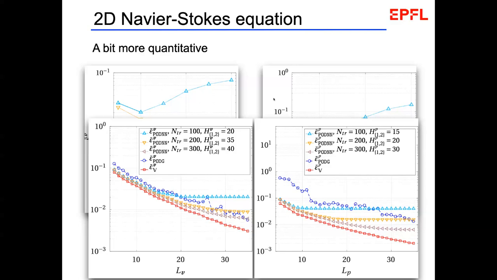Whereas the neural net works very well. It doesn't get quite as good as the projection of the high fidelity, but it gets very close, and you basically see almost exponential convergence in the reduced basis, which is what you would expect.